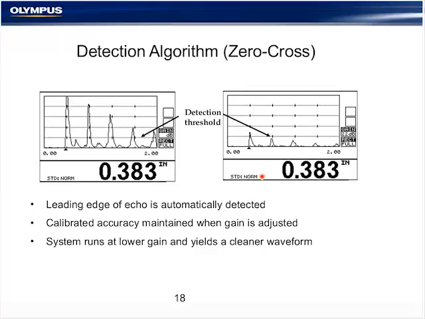So the accuracy here is greatly increased, and the repeatability of the measurements is greatly increased, without having the operator worried about signal strength, gate placement, or gate level adjustment. So it's a really important factor in accurate corrosion measurement.